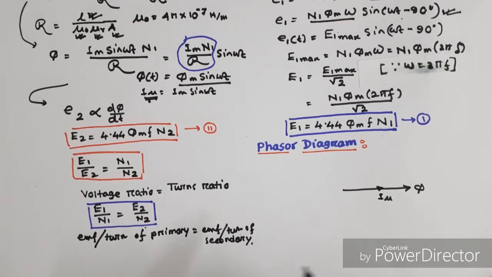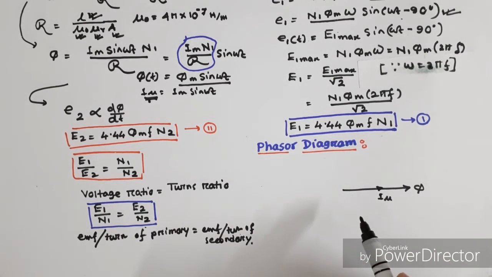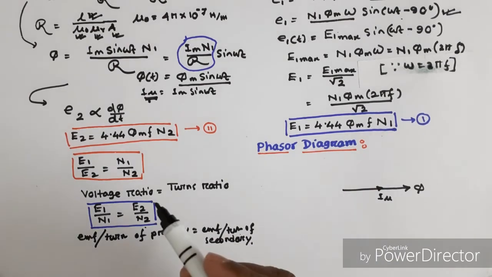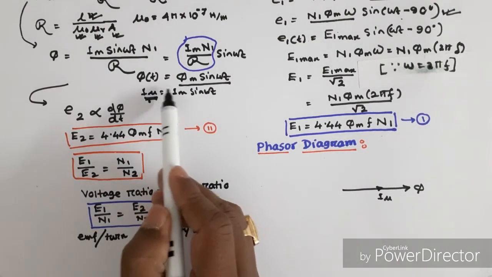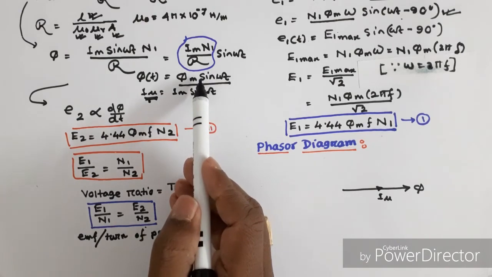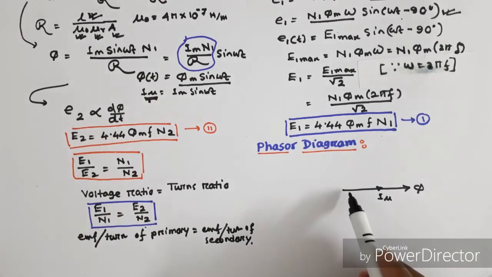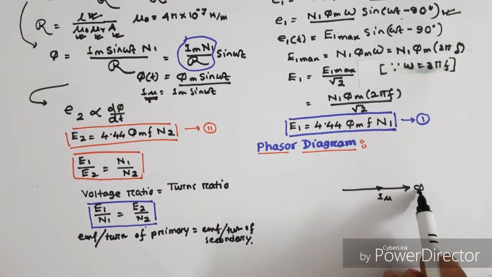Now we will derive the phasor diagram of transformer. It is not the full phasor diagram, it is the phasor diagram of ideal transformer at no load condition. Slowly we derive the full phasor diagram. Now the flux phi equal to phi m sin omega t, which is common in both primary and secondary winding. Therefore, phi is taken as a reference. First we draw the phi.